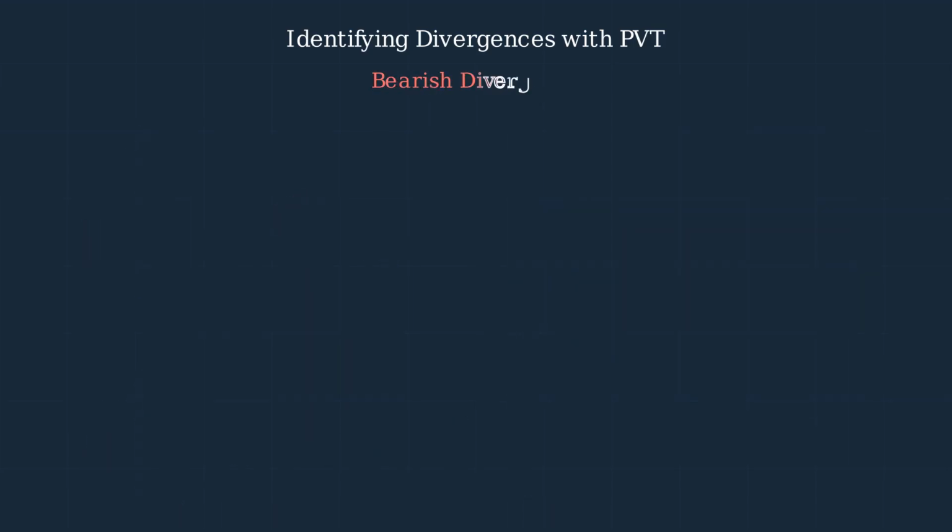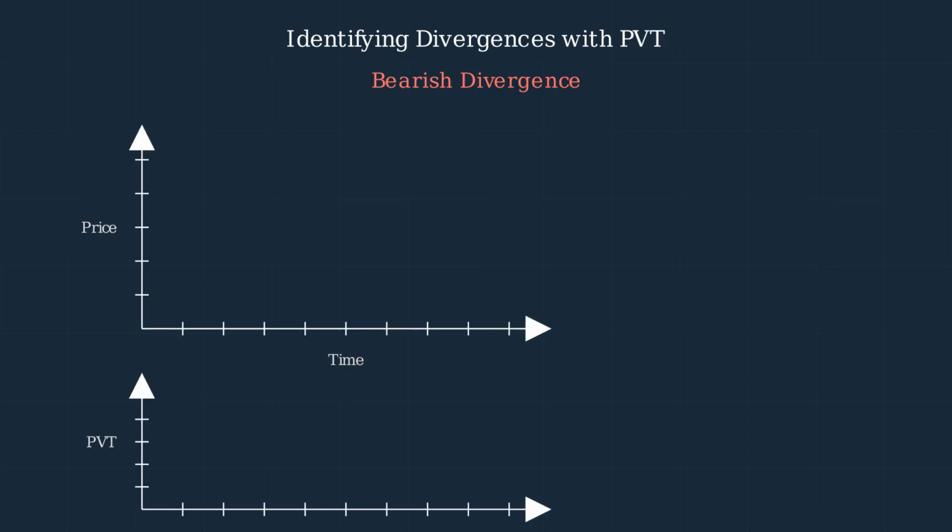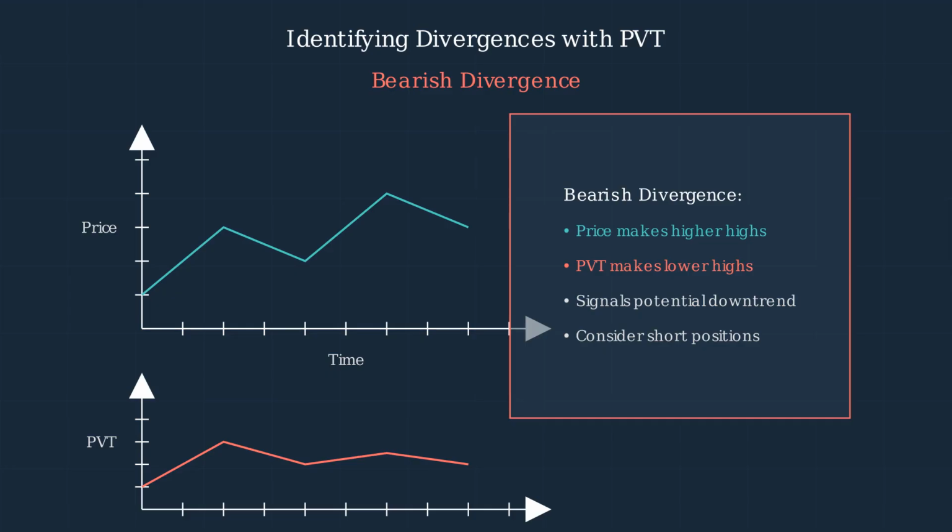Bearish divergence is the opposite scenario. It occurs when price makes higher highs, but the PVT indicator makes lower highs. Here, we can see the price rising and making higher highs, while the PVT fails to confirm by making lower highs. This suggests the uptrend is losing steam. Look at this clear divergence. While price reaches a higher high, the PVT indicator makes a lower high. This warns of a potential reversal to the downside.